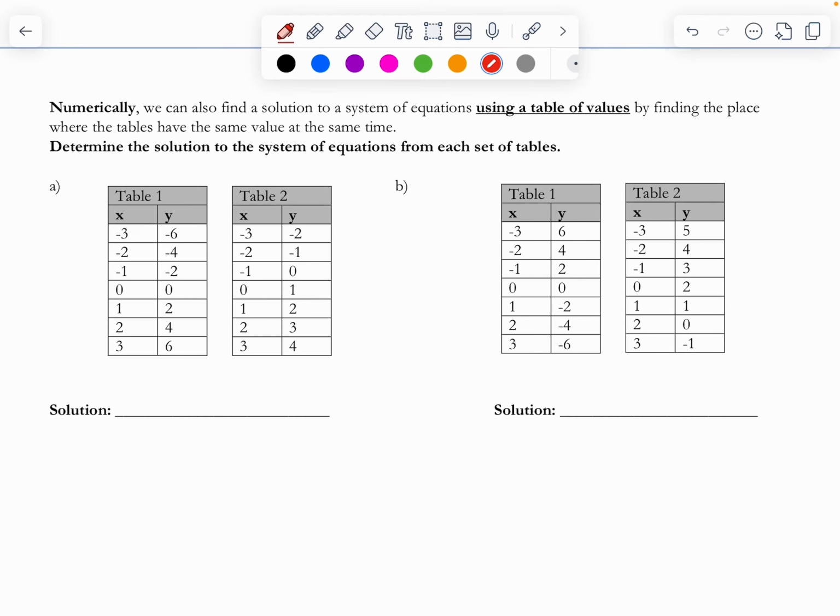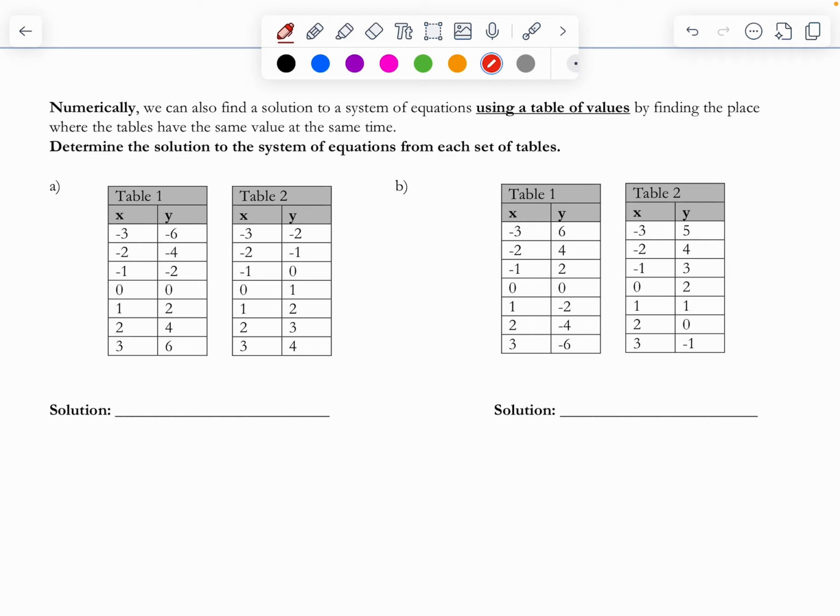We can also figure out what our answers are numerically. And we can do this using a table of values. So in order for us to find the intersection of these two tables, we can create an equation if we wanted to, but we don't actually need to, as long as there is a point of intersection at both tables.